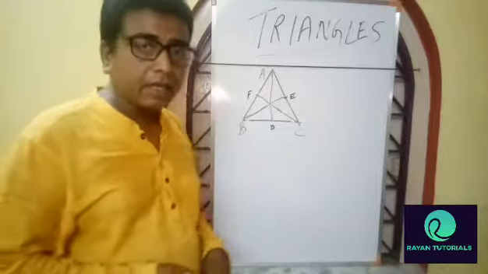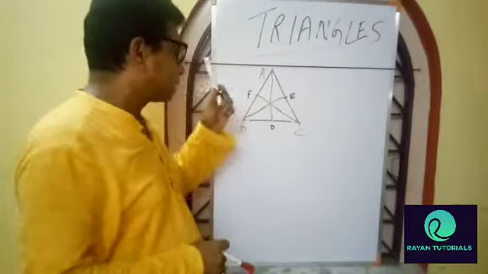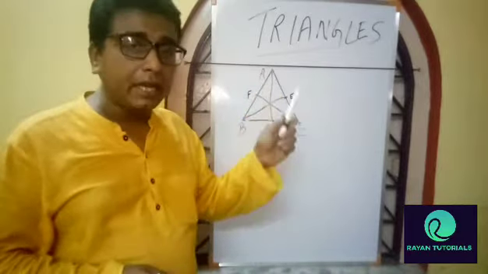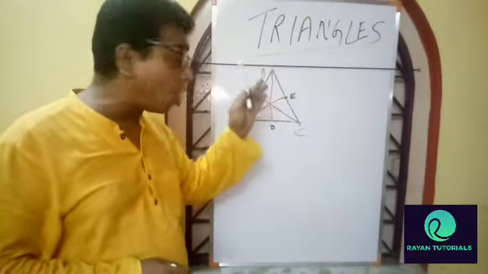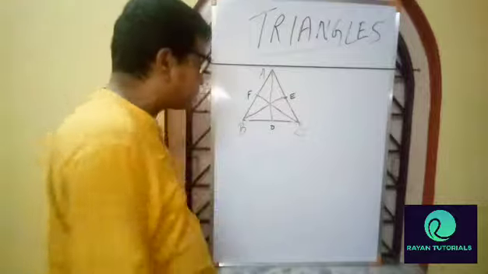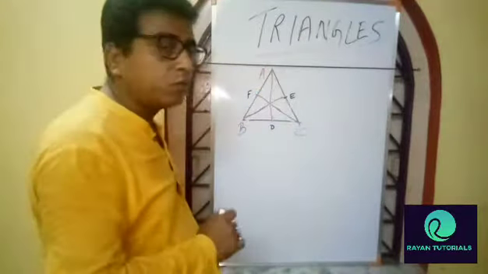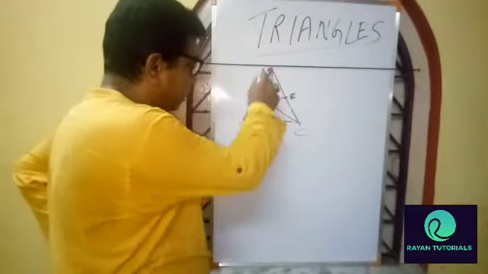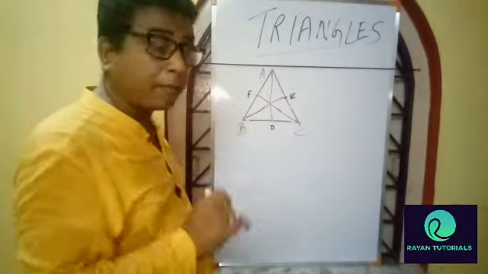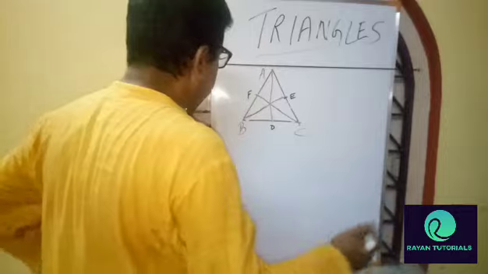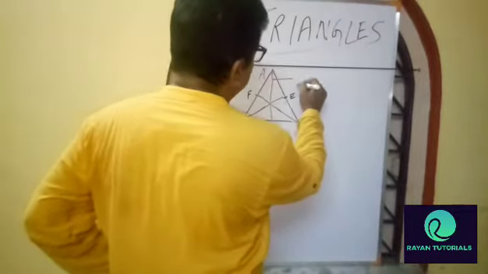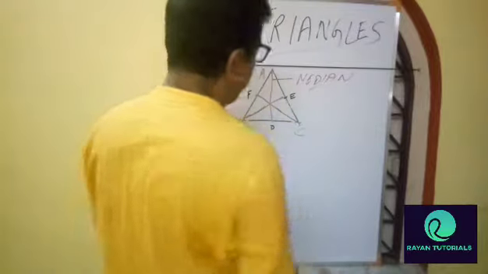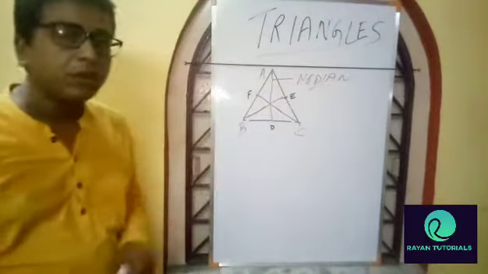So what is the median? The median is the line joining any vertex with the middle or the midpoint of the opposite side. Mind the opposite side. So A is the vertex. Which one is the opposite side? BC. What is the midpoint of BC? D. So AD is the median. So these are called medians.